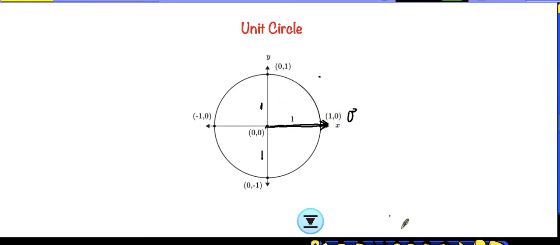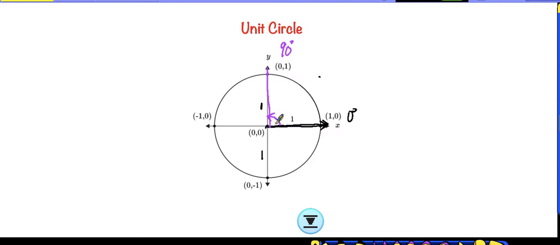Let's continue rotating, in a different color. I'm going to rotate here and we stop here. How many degrees is this? You already figured it out, right? It's 90 degrees. So 90 degrees has coordinate 0, 1, just because at 90 degrees the terminal ray intersects the circle at this point, and this coordinate is 0, 1.